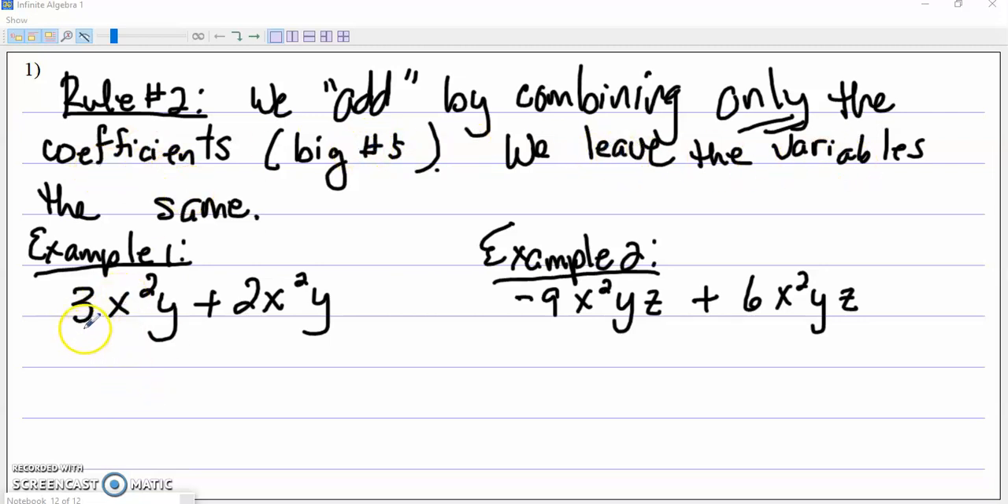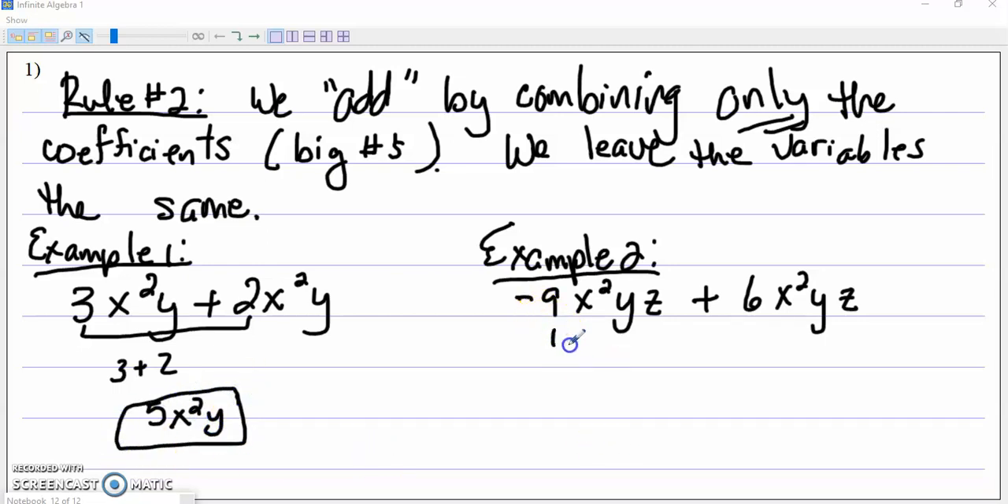Okay, so if we look here, we have to double check. We have 3x squared y, and here we have x squared y. So that means they're the same thing in both those boxes. So I can add them together. So 3 plus 2 is 5. And then the variable stays the same. So it's x squared y. Okay?